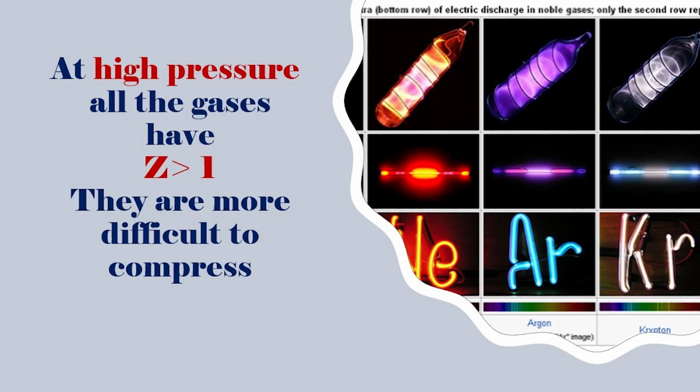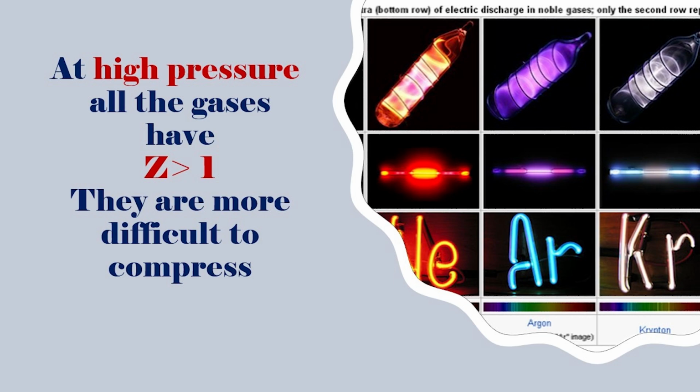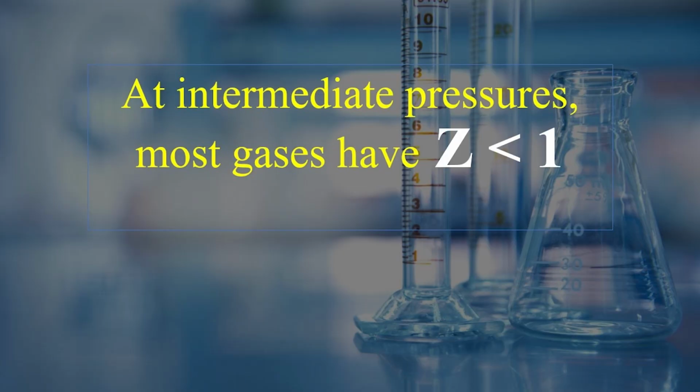Now, we can think about the behavior of gas at high pressure. Here, all the gases have Z greater than 1. So, what can we conclude? Yes, at this condition, gases are more difficult to compress. At intermediate pressure, most of the gases have Z less than 1. Thus, gases show ideal behavior when the volume occupied is large, so that the volume of the molecules can be neglected in comparison to the volume of the gas.